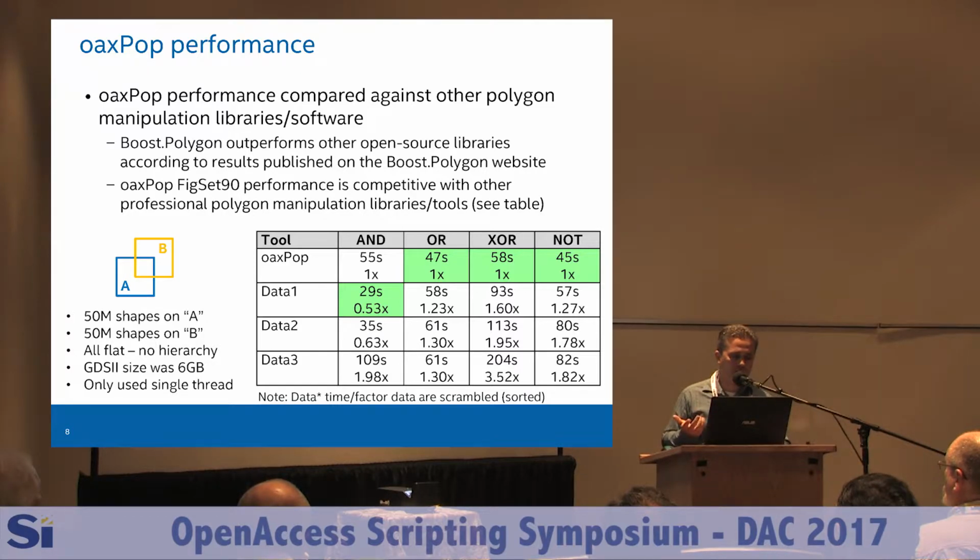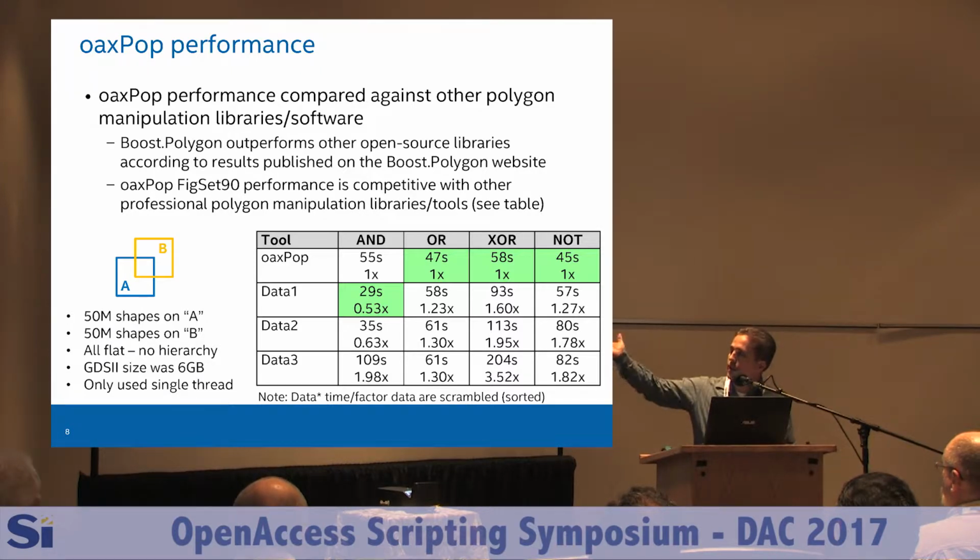It's not representative of full EDA, obviously. These are all flat shapes. I synthesized 50 million shapes on layer A, 50 million on B, and I believe it was just that. I can't recall, it may have been randomized to some extent, but it was just intersections like that. The GDS size was 6 gigabytes, and I only used a single thread on all cases.